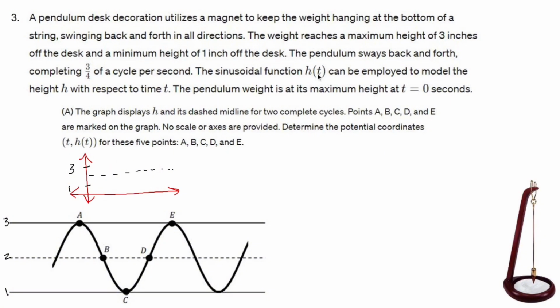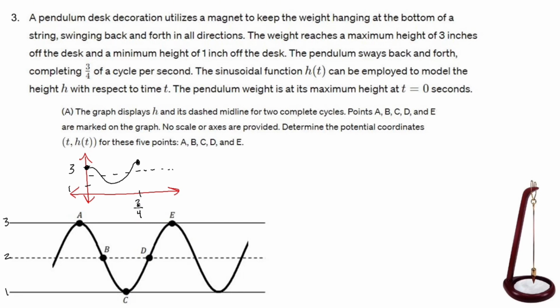The weight reaches a maximum height of 3 and a minimum of 1 inch off the desk. The pendulum sways back and forth, I'll get there in a second. The sinusoidal function h of t. So it's at the maximum height at t equals 0 seconds. So it's already up here, which screams cosine, and this is going to go down and come back up. Now it completes a cycle every 3/4 of a second, which means that's my period right there.